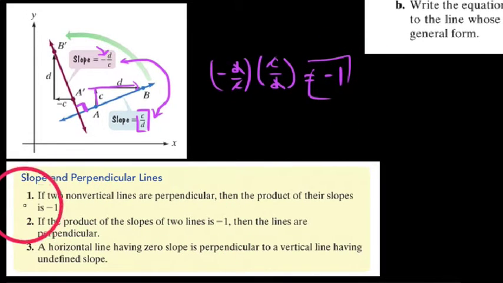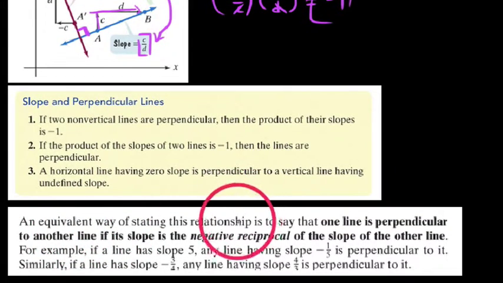So that's essentially what the first two of these bullet points mean here, and then this third one basically says a horizontal line with a 0 slope is only going to be perpendicular to a vertical line having an undefined slope. An equivalent way of stating this relationship, where the product of their slopes is -1, is that one line is perpendicular to another line if it has a slope that is the negative reciprocal of the slope of the other line.